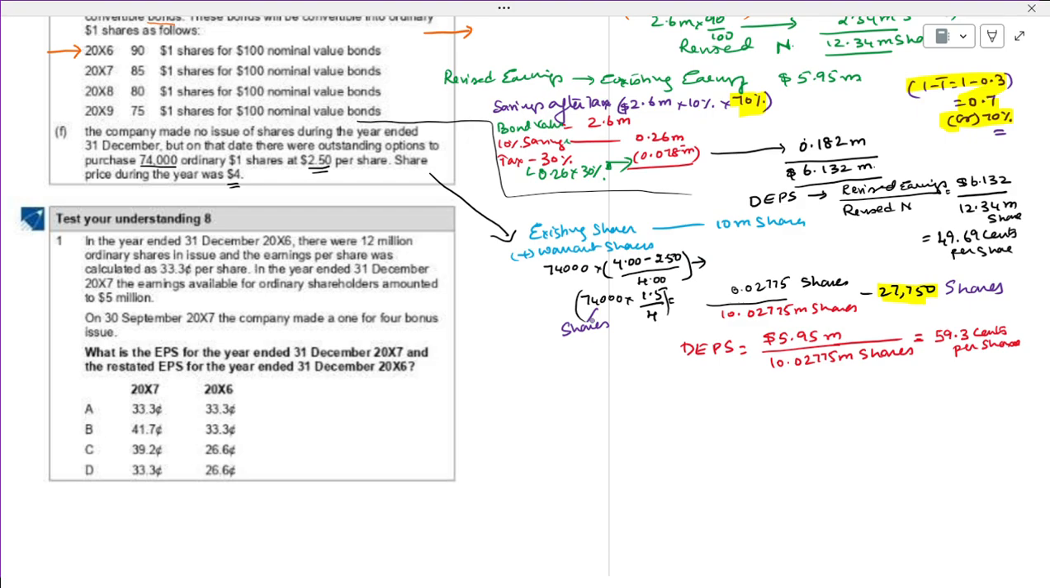In the year 31st December 2006, there are how many shares? 12 million shares. Earnings per share is how much? 33 cents. The earnings available is how much? 5 million. On 30th September, the company made a 1-for-4 bonus issue. How many shares are there?